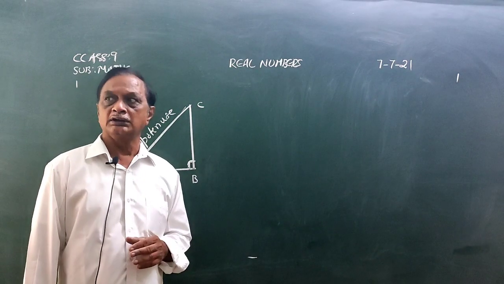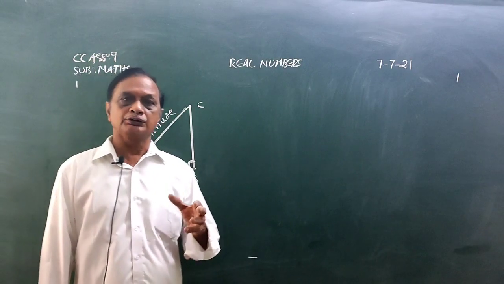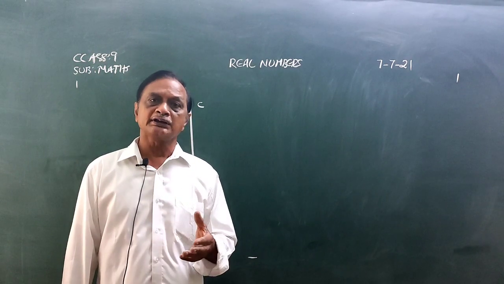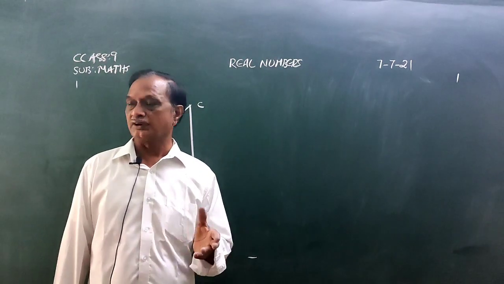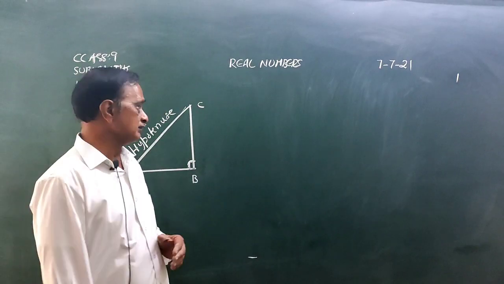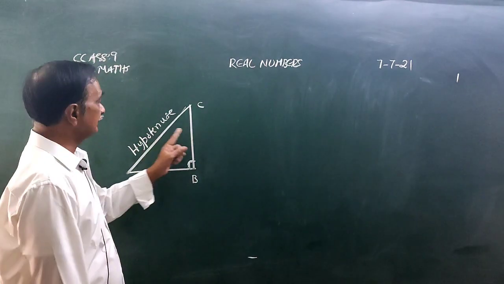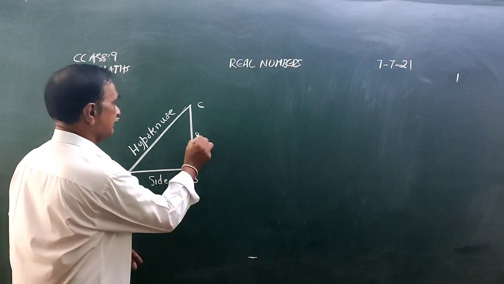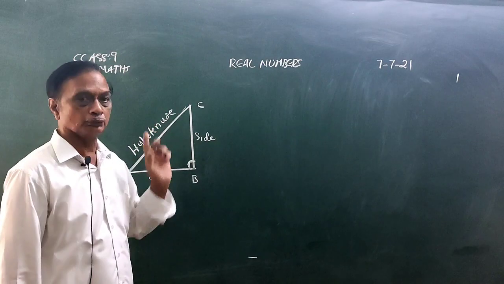In an equilateral triangle, three sides are equal. AB equal to BC equal to AC, if it is a triangle ABC. In an isosceles triangle, any two sides are equal. In a scalene triangle, no two sides are equal. Whereas in a right angle triangle, there is a relation with respect to these three sides. It is a side, and we can call it the hypotenuse.